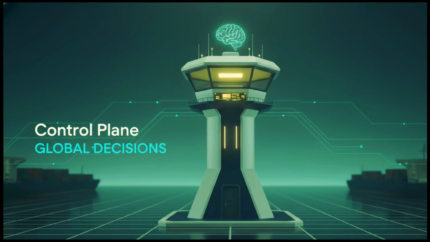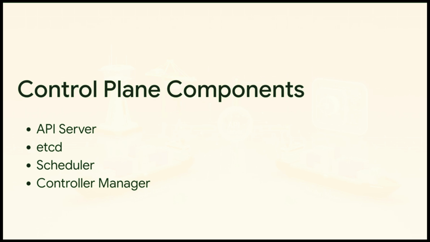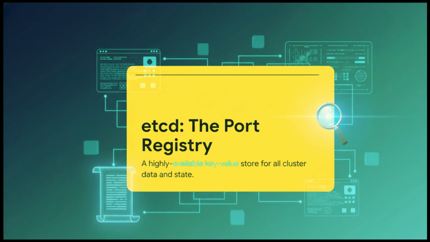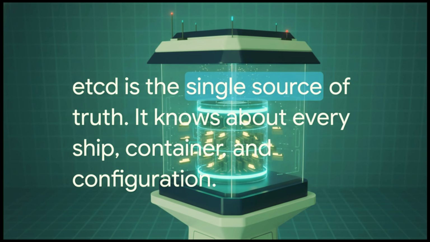This is the brain. It doesn't do the heavy lifting, it just makes all the global decisions. Inside that control tower, you've got 4 key players, and each one has a super important job. Let's check them out. First up is etcd. This is the port's official registry. It's the database that stores the state of, well, everything. It's the one and only source of truth for the entire cluster. You can think of it as the cluster's memory.